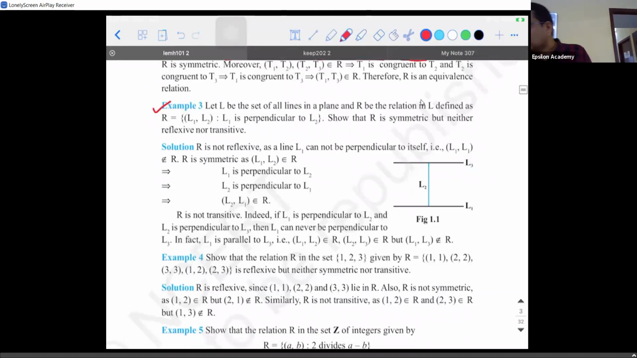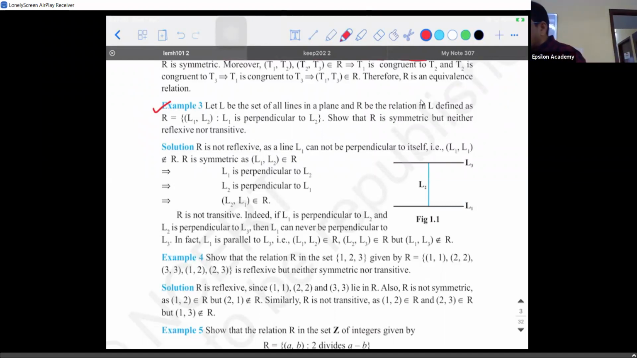Yes. Fourth one, I think it is simple. Look at it and tell me. Show that the relation R in the set {1, 2, 3}, only 3 elements, given by R = {(1,1), (2,2), (3,3), (1,2), (2,3)} is reflexive, but not symmetric nor transitive.